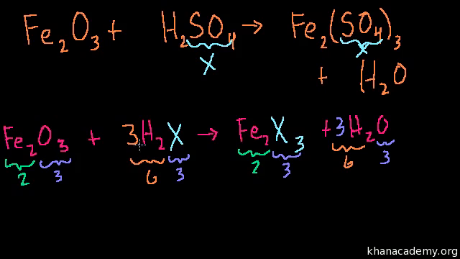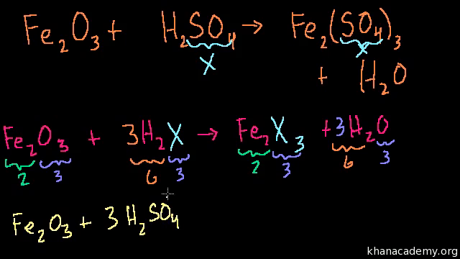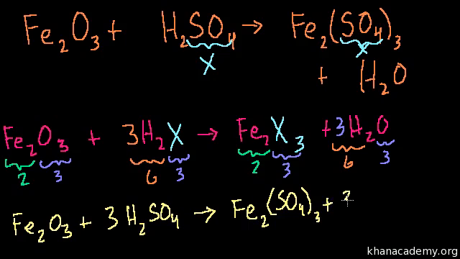So our equation has been balanced, and if we want to write it back in terms of the sulfate, we can just unsubstitute the X. We're left with 1 molecule of iron oxide plus 3 molecules of sulfuric acid, H2SO4, yields 1 of these molecules, with the SO4 to the 3, plus 3 molecules of water.